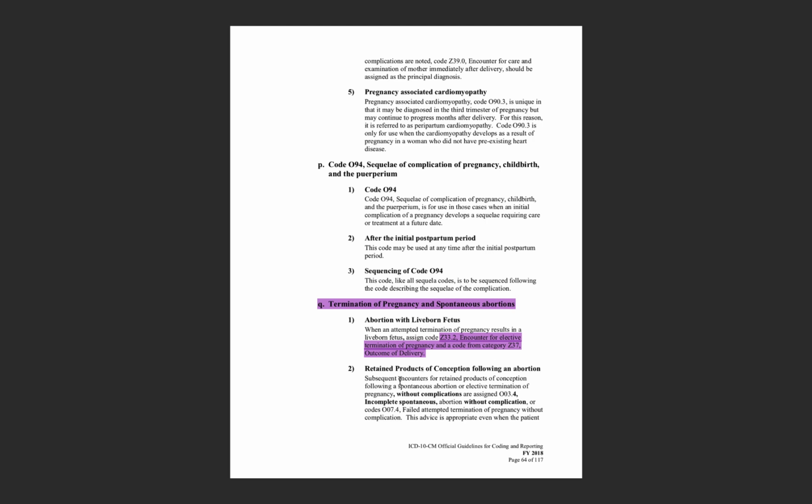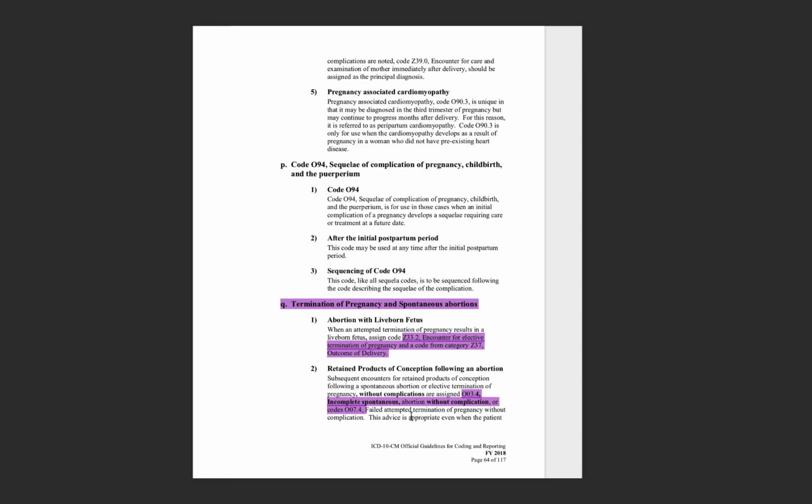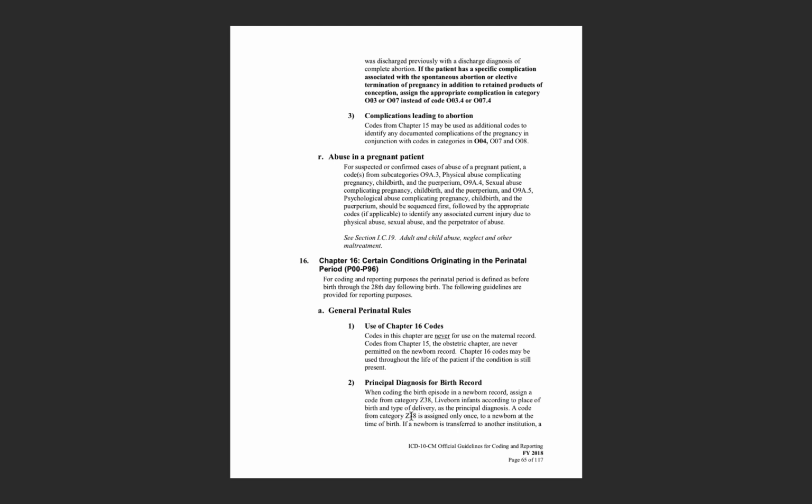Retained products. Subsequent encounters for retained products of conception following a spontaneous abortion or elective termination of pregnancy without complications are assigned O03.4, incomplete spontaneous abortion without complication, or code O07.4, failed attempted termination of pregnancy without complication. This advice is appropriate even when the patient was discharged previously with a discharge diagnosis of complete abortion.